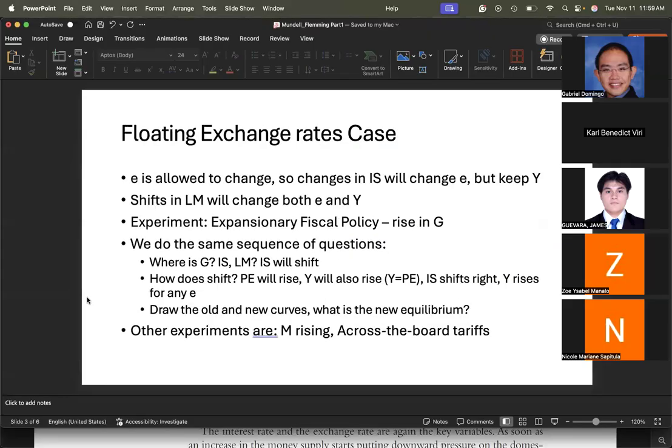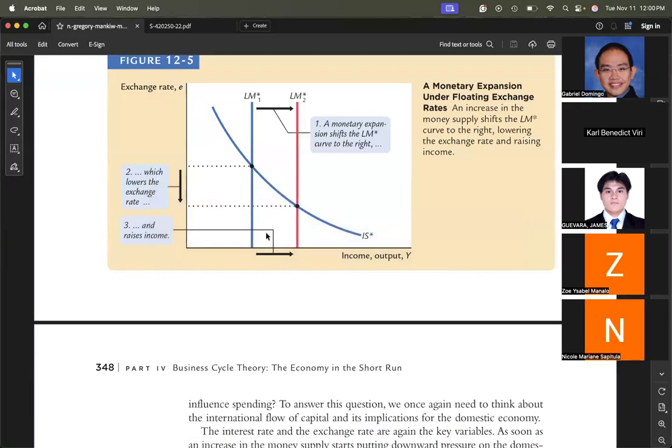Okay. And that's the floating exchange rate case. E will adjust to equilibrate IS and LM. Okay. And pansinin nyo, E will also change here. Y rises and E will go down. Right? So sa money market, sa goods market naman, Y will rise because you have a depreciation of the exchange rate. Okay. Accompanied by an increase in Y due to the fact that there has to be an increase in the demand for cash or demand for liquidity, I should say.